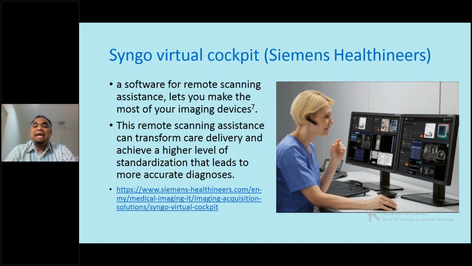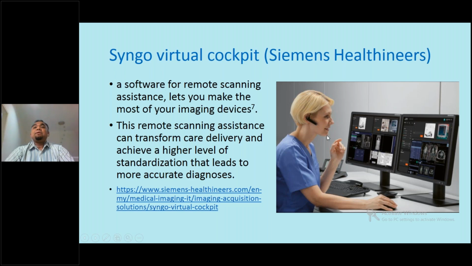And then this slide, basically, I don't have any intention of promoting Siemens, but I just want to show you the era where we don't need to move the human, but without moving the human, we still can perform the scanning with high technology and high accuracy. This is what Siemens calls the virtual cockpit. They have a technology, a software for remote scanning assistance.